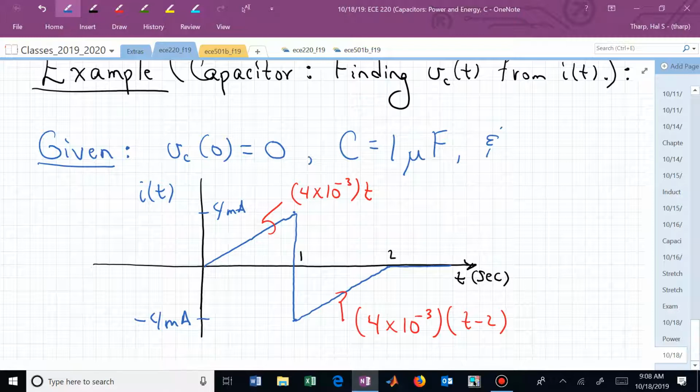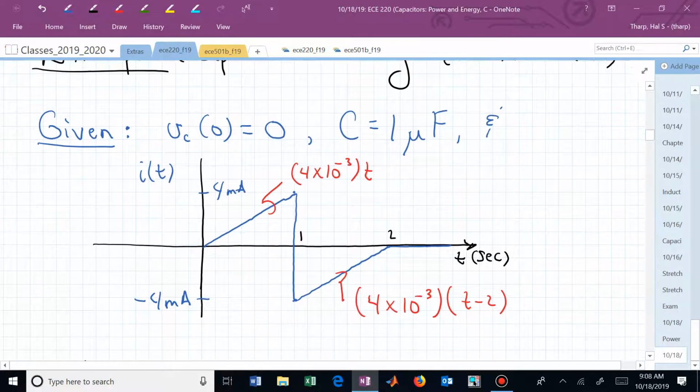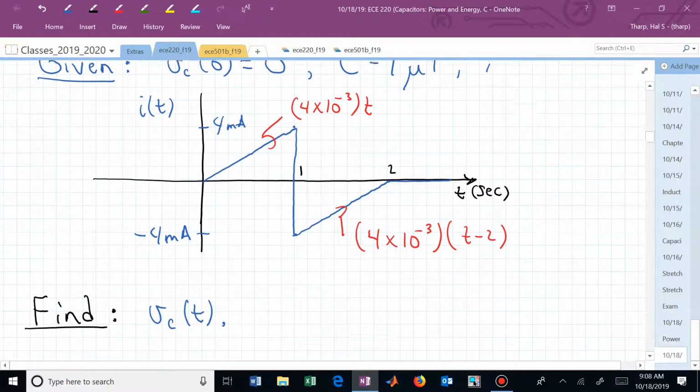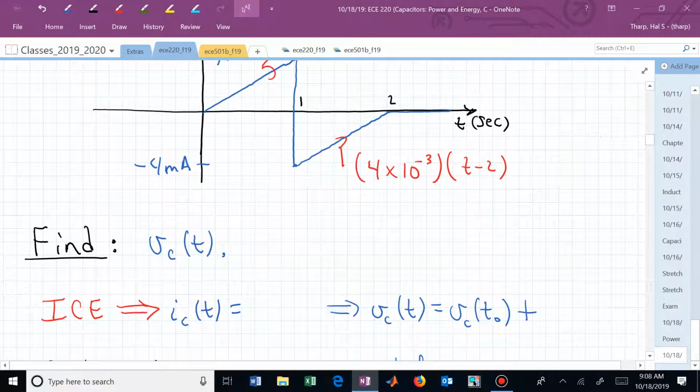We okay with that? And the increasing current from minus 4 milliamps is linear, but it's starting now at time 1. It's actually at minus 4 times 10 to the minus 3, and then at 2 it's done. So I think our functional expressions for this current waveform are okay. Let's now find V of t, knowing what we know from ICE.